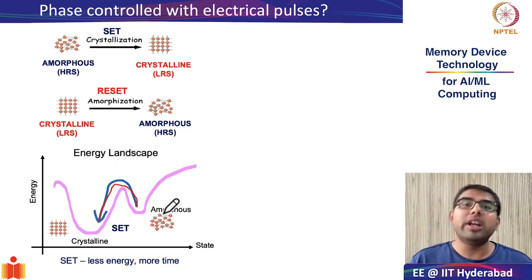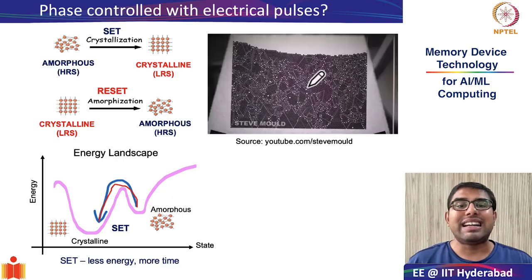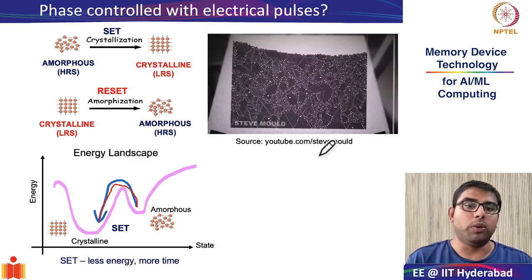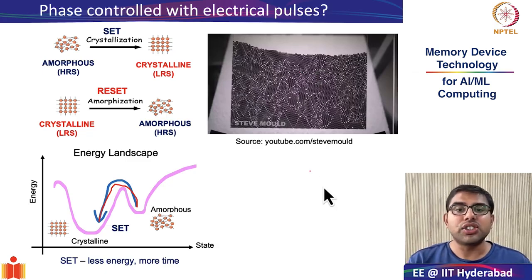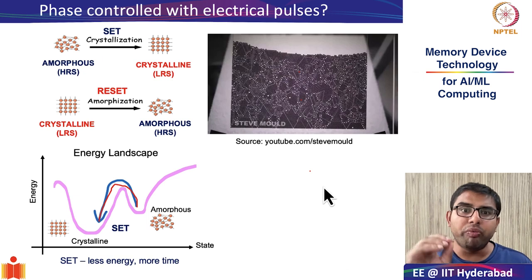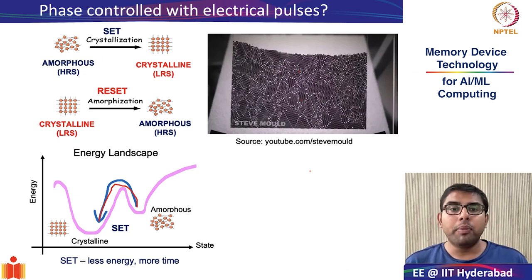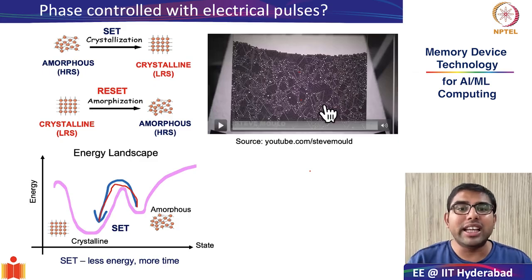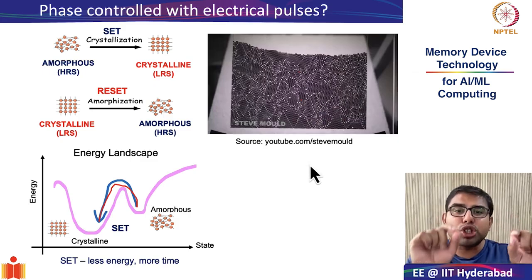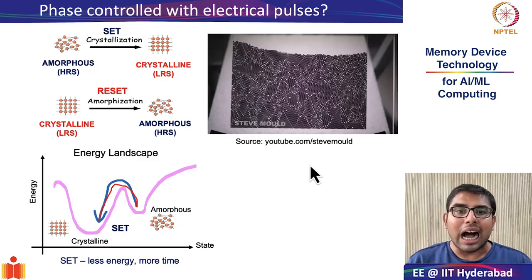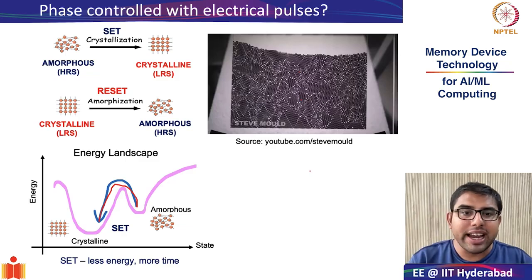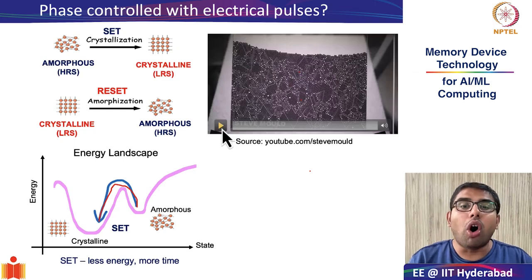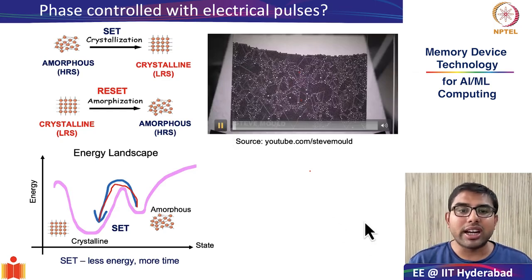To strengthen our intuition about this, I have taken a video. What we will see in this YouTube video from Steve Moll's channel is how amorphous material, you see there is a lot of amorphous material. Basically, this is a simulation done with small steel balls. When you give it enough energy, slowly from the amorphous state, they will go into a more ordered crystalline state. So let us start the video.